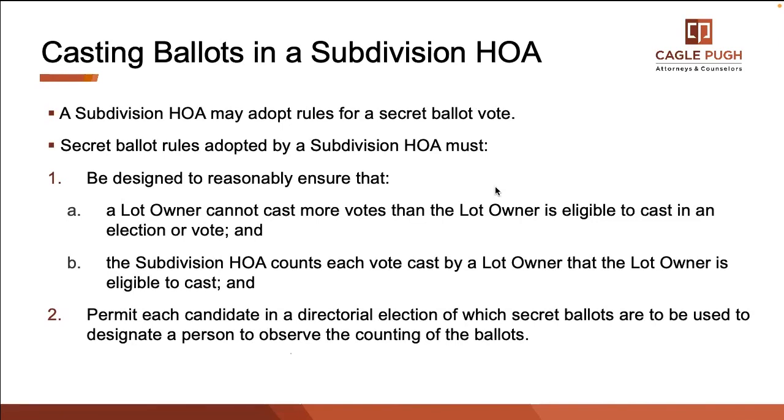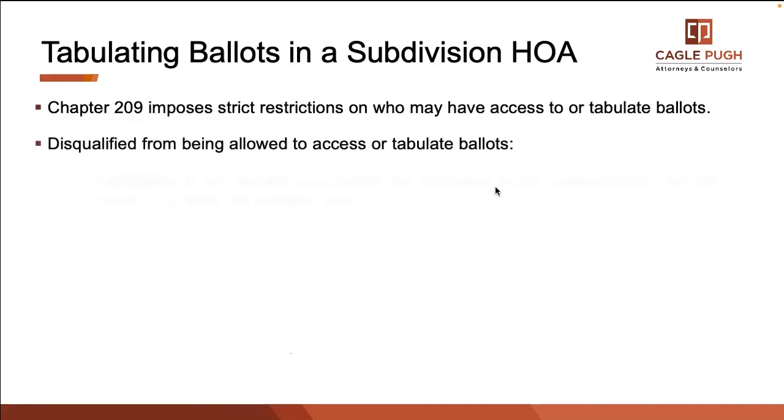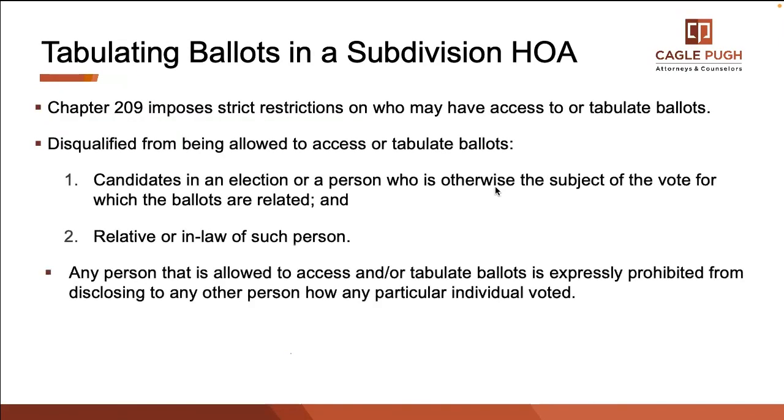So again, it's a pretty extensive process to have these ballots that go into one envelope, and then that envelope goes into another, just for the purpose of protecting the anonymity of those voting in an HOA election. Seems like a lot of work to do that, but it is something you can do if you really want to. Now, when you're counting the ballots, 209 imposes strict restrictions on who can count these ballots.